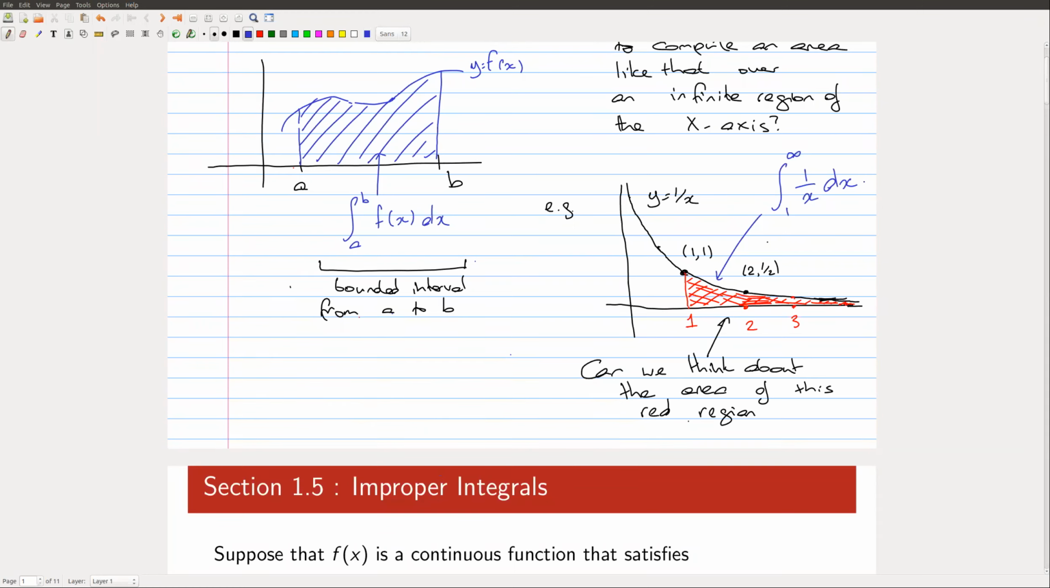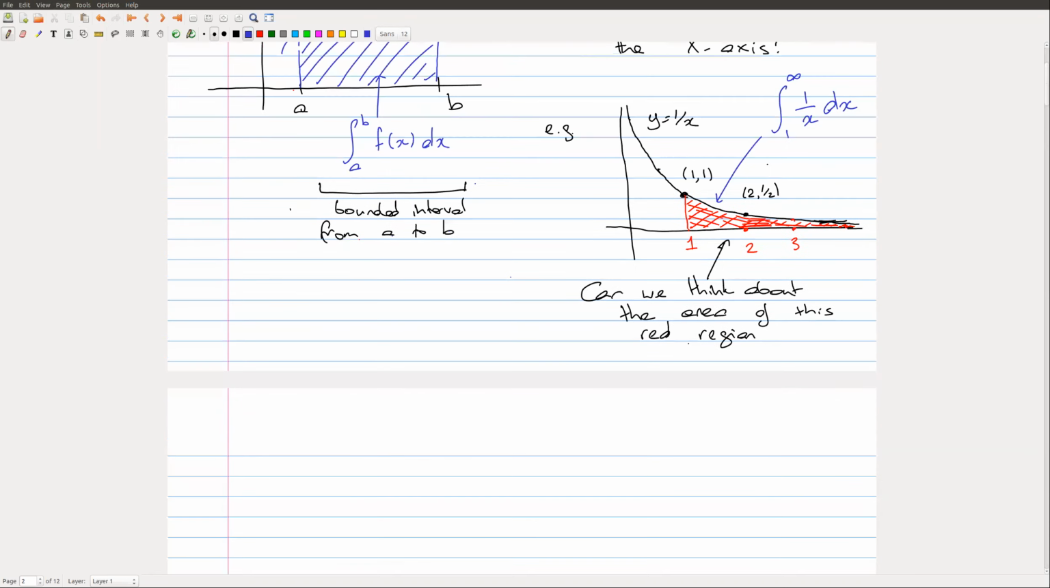Is it possible to conceive of that area as actually being a number? Or is it infinite? Is it something that we can measure? Is it something that we can make sense of at all? This is what we're going to talk about in this section. I suppose a couple of remarks that one could make. This is all very vague, but we're going to make it a bit more precise.